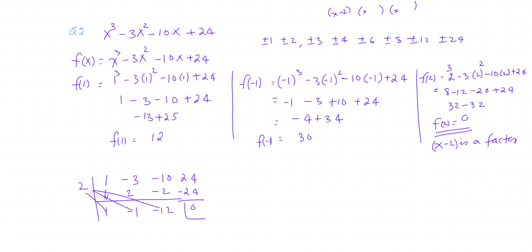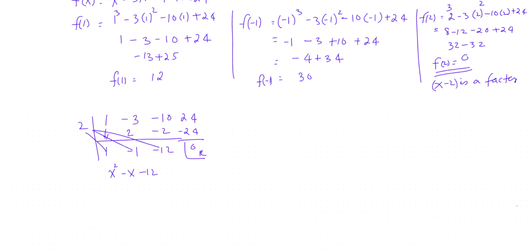Now we want this quotient, that's why we do synthetic division. So what is the quotient? One degree lesser than the original polynomial. Here the degree is 3, so the answer should be x square minus x minus 12. Now we can factor this because it's a simple trinomial. So what are the two factors? x square means x times x. Multiples of 12, 3 times 4. To get -1, this should be -4 and 3. So plus 3 and minus 4.